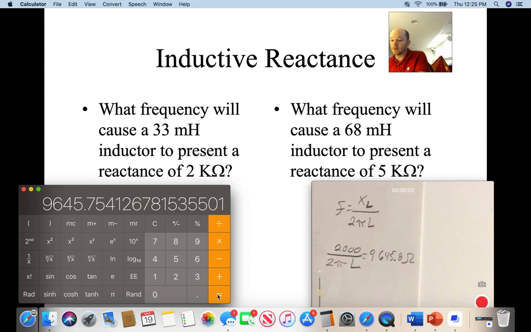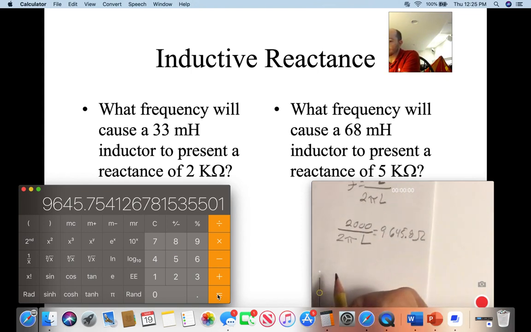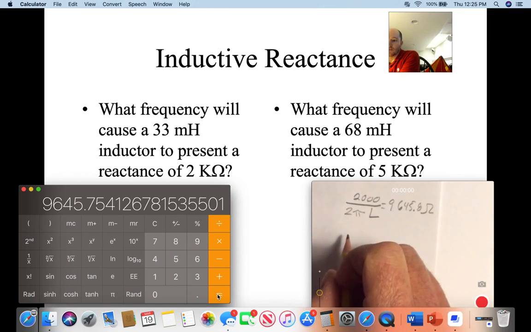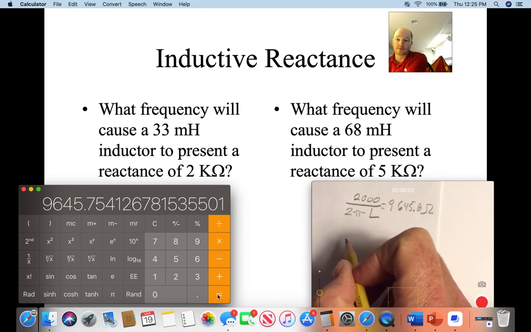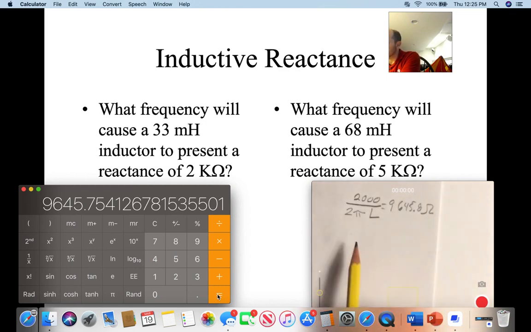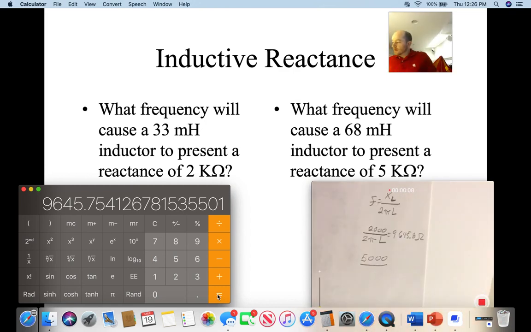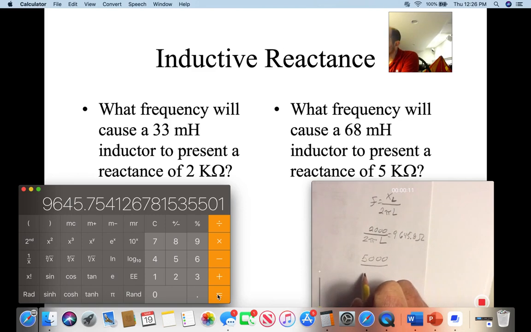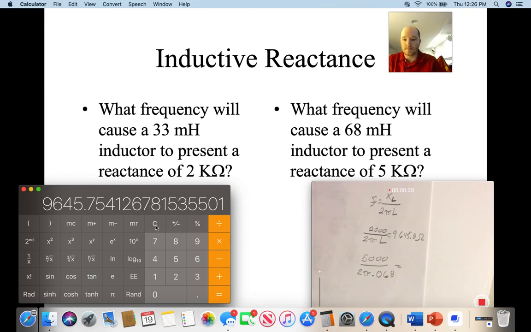All right, let's go ahead and give another one a shot. What frequency will cause a 68 millihenry inductor to present the reactance of 5,000 ohms? Okay. So my formula here is going to be 5,000 over 2 pi times 0.068. All right, so again, I'll go ahead and type this into my calculator here.